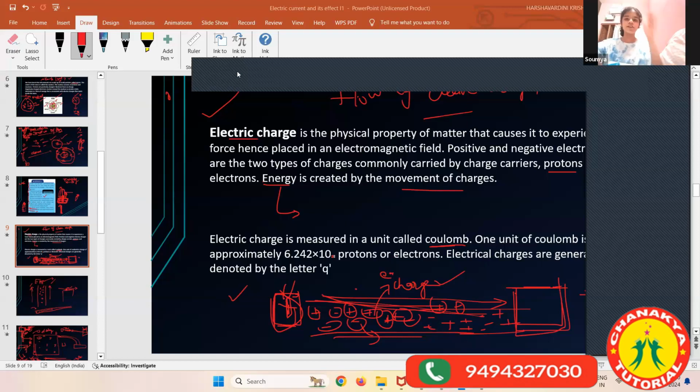Hi, welcome to Chanakya tutorial. We finished the first chapter, which is nutrition in plants. We basically learned how the food process in plants works, and we completed the chapter a few days ago. Now we are starting a new chapter, which is electric current and its effects, and we are learning about electric charges right now. Very good.